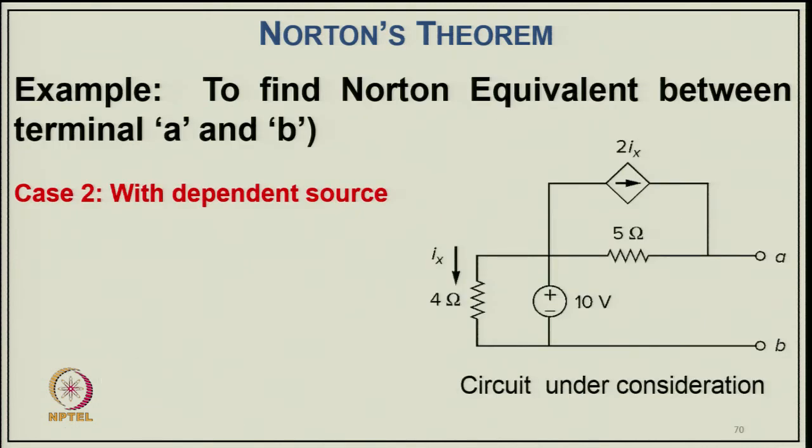So, another example is to find the Norton equivalent between terminal A and B of this network with dependent sources, because here you have the current Ix, and this is the current source which is dependent on it. Here 2 Ix current is flowing in parallel to the 5 ohm resistance.